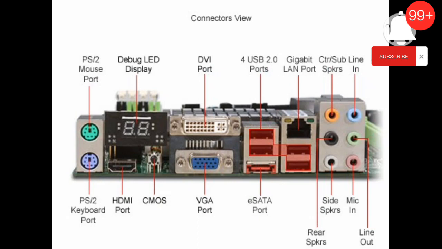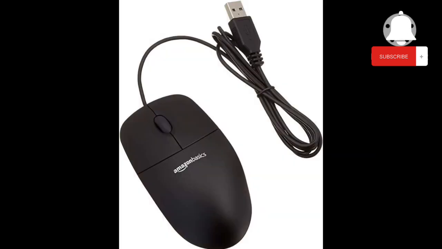We have now the back panel connectors, which include VGA port, parallel port, LAN port, PS2 port, audio port, and also USB port. Each port has its own purpose. For example, the parallel port is for the printer, the VGA port is for the monitor, and the LAN port is for internet connections.